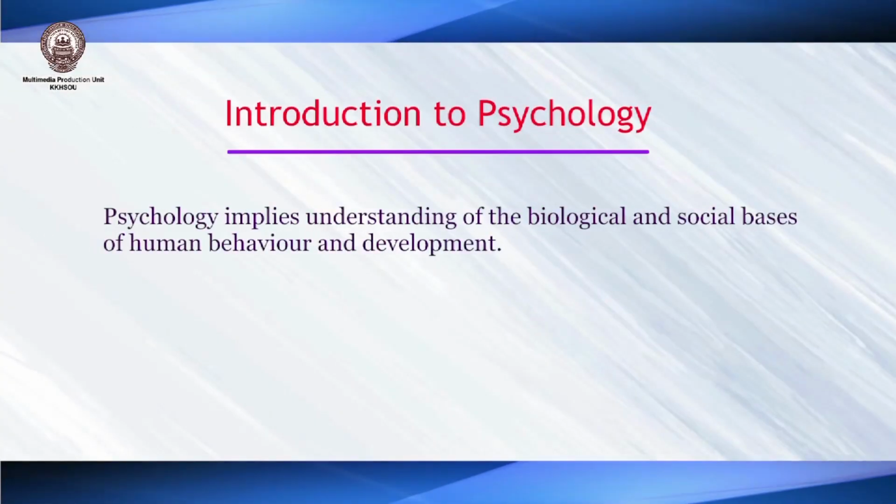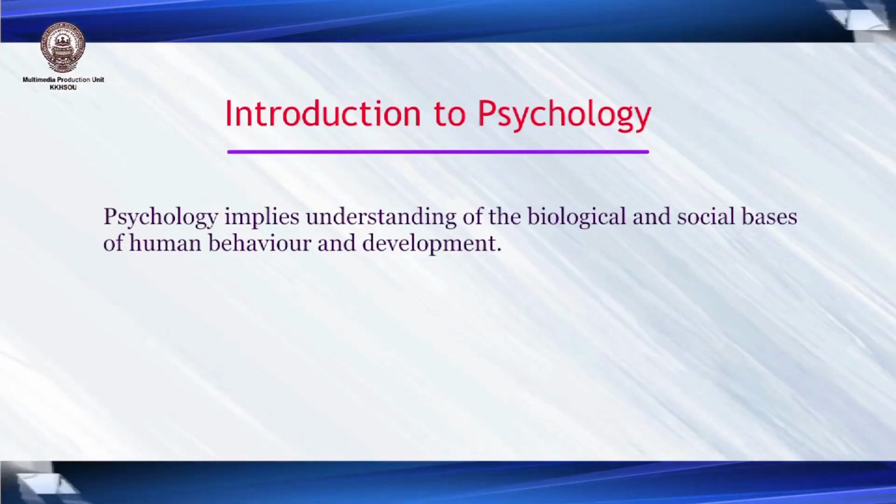Psychology implies understanding the biological and social basis of human behavior and development. The biological and social basis. Biology here implies the biological setup with which our body and mind are made. The social basis includes the process of socialization and the ways in which we are governed by different social laws, which are sometimes abstract to us, which we cannot see, but which always influence our behavior.